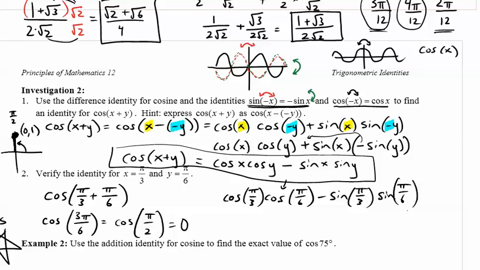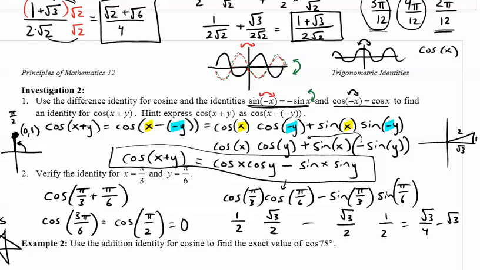So this is again using the special triangles. Cosine of pi over 3, you can check this up at the top with the special triangles that were drawn. Cosine of 60 degrees is adjacent over hypotenuse, where sine is opposite over hypotenuse. Cosine of 30 degrees is adjacent over hypotenuse, so root 3 over 2, where sine is opposite over hypotenuse, 1 over 2. So I get root 3 over 4 minus root 3 over 4, which is also 0. So I get 0 equals 0. Yay! It works.